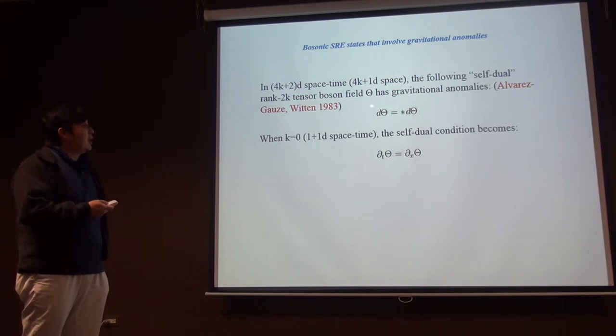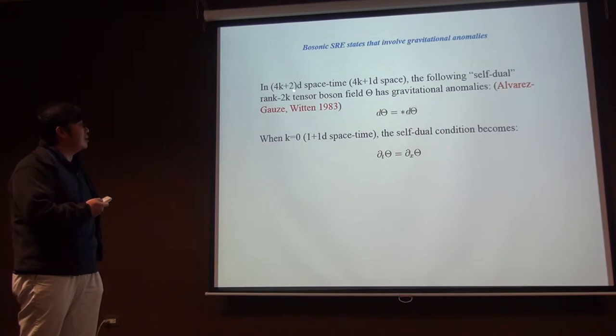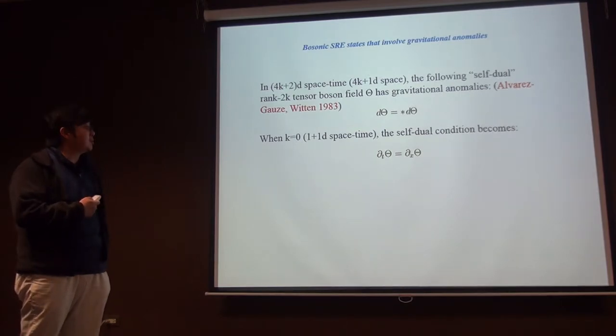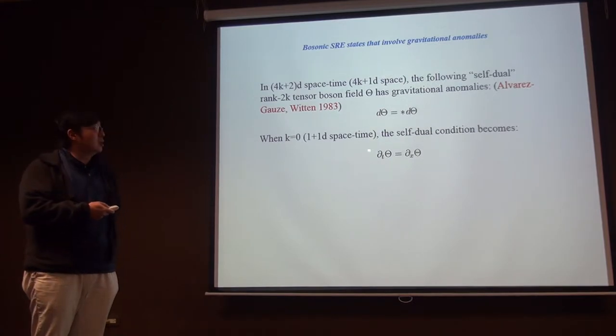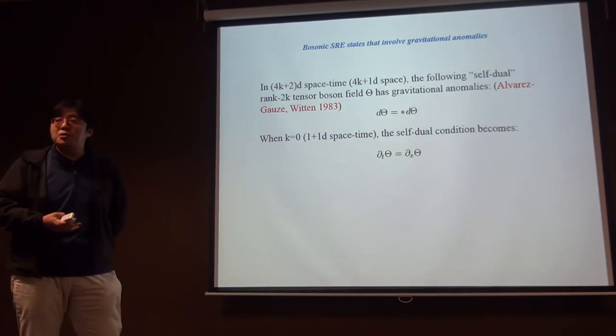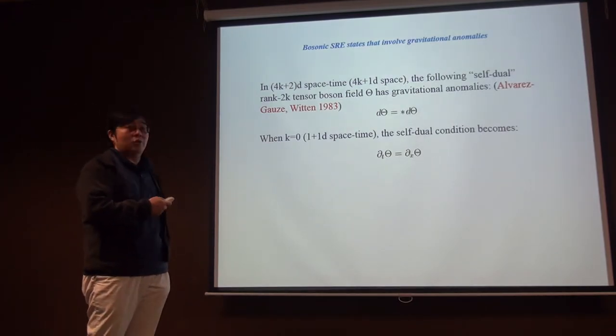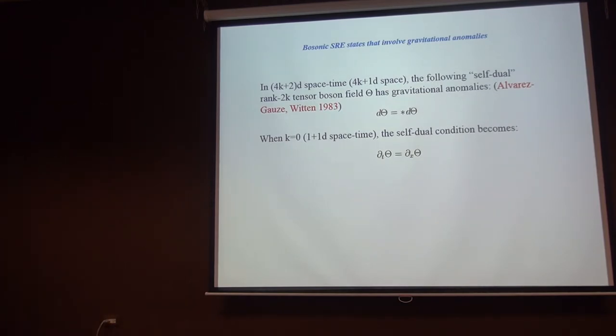Okay, anyway, so if I take k equals 0, which means that I consider a 2-dimensional space-time, or 1 plus 1-dimensional space-time, then this condition precisely reduces to the chiral boson condition. So it means that this is indeed a higher dimensional generalization of the chiral boson. Higher dimensional chiral boson.